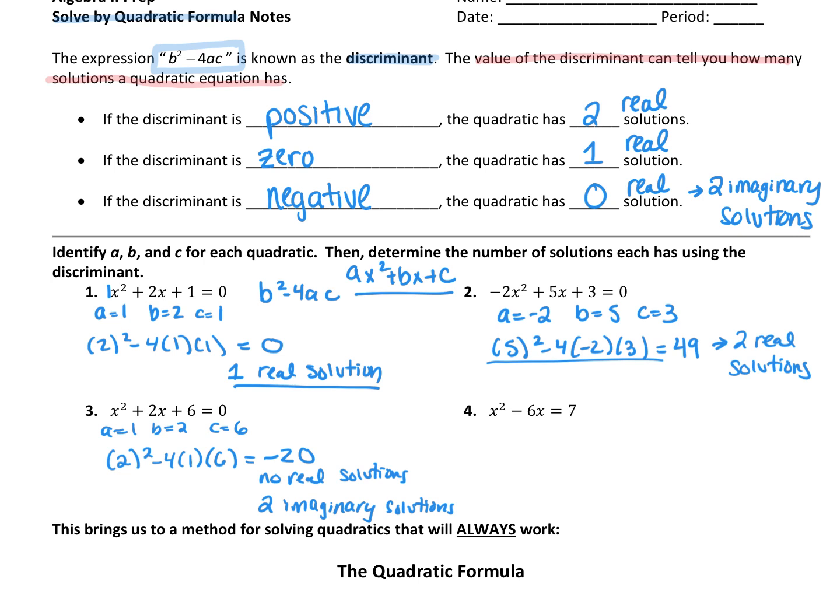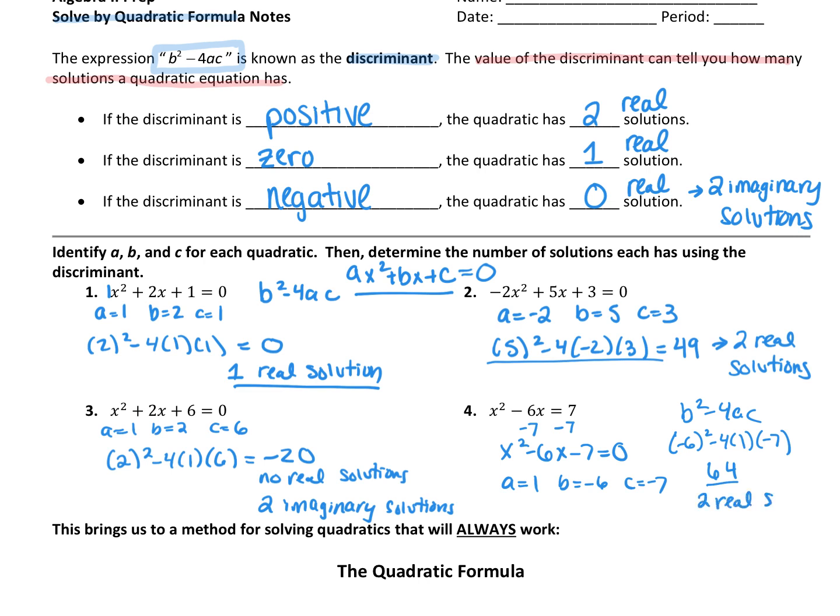All right, 4 is a little bit different because it's not equal to 0. So before I can decide what a, b, and c are, my equation needs to be equal to 0. So I'm going to minus my 7 over. Then I can see that a is 1, b is negative 6, and c is negative 7. So I'm going to do b squared minus 4 times a times c. And I'm going to end up with 64. So again, this is a positive number, just like in number 2. So I'll end up with 2 real solutions.